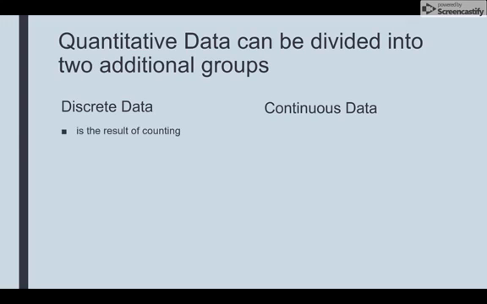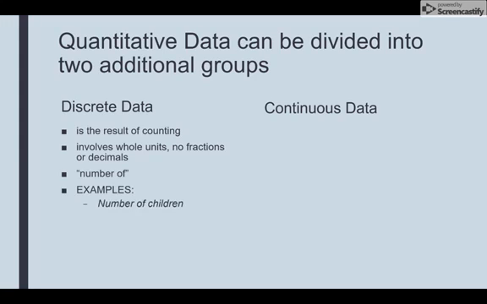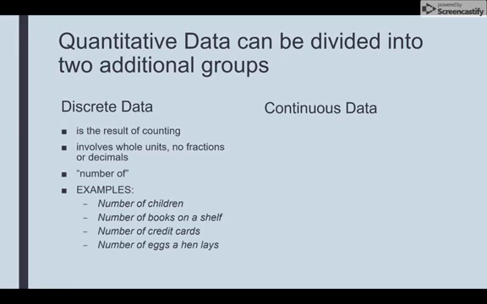Discrete data is the result of counting: 0, 1, 2, 3. It involves whole units, no fractions or decimals, again, because we're counting. Typically, the description will involve the phrase number of: the number of children, the number of books on a shelf, the number of credit cards, the number of eggs a hen lays, the number of calls received in a day. Things where you're counting, you have whole units.